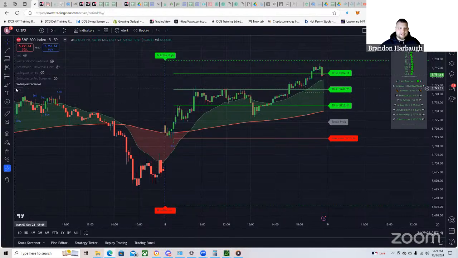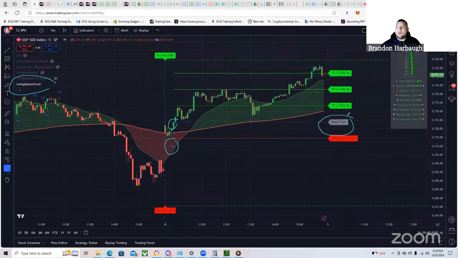Awesome. All right, second system. We have our SwingMasterPro AI that buys and sells itself. So any time frame you put this on, what you see right here is you've got this buy signal down here. When that candle closes, you are now going to get an entry right here. This is probably the simplest.